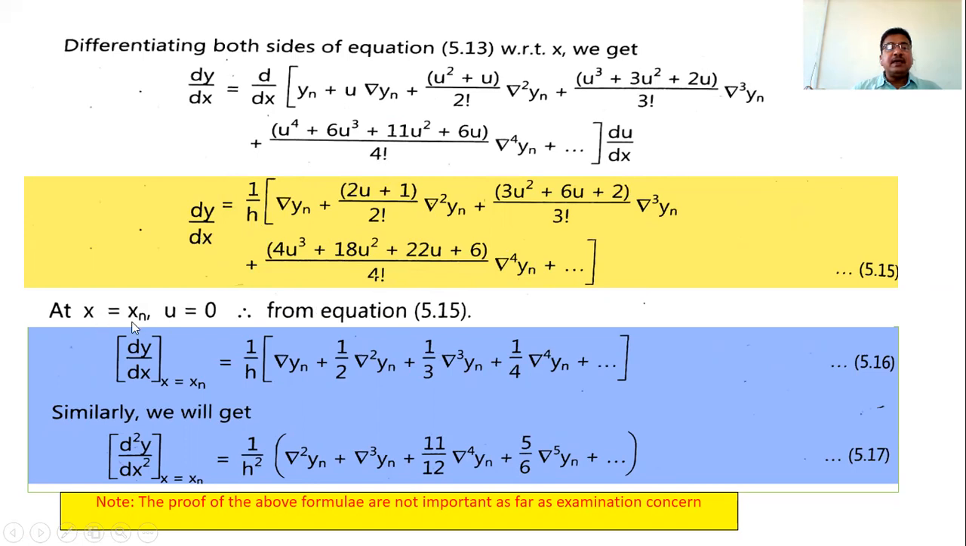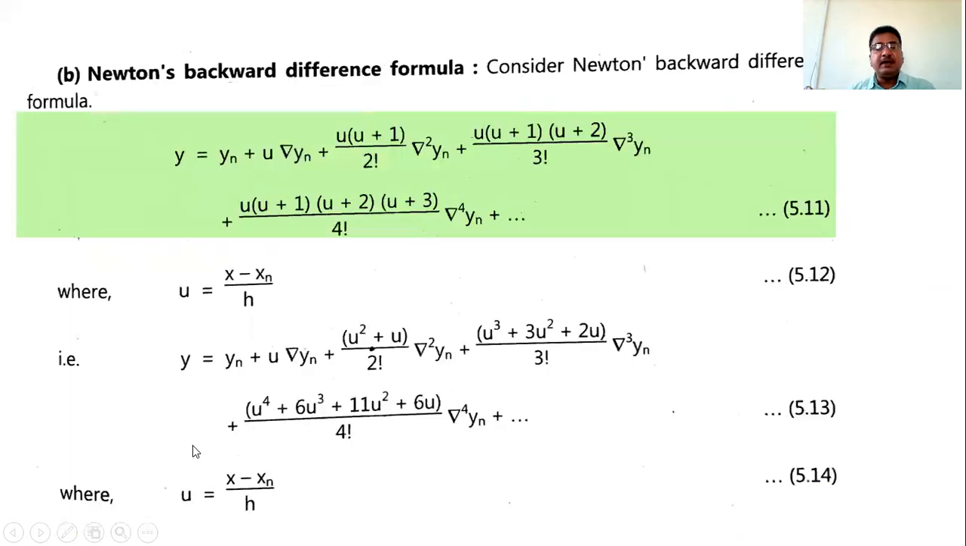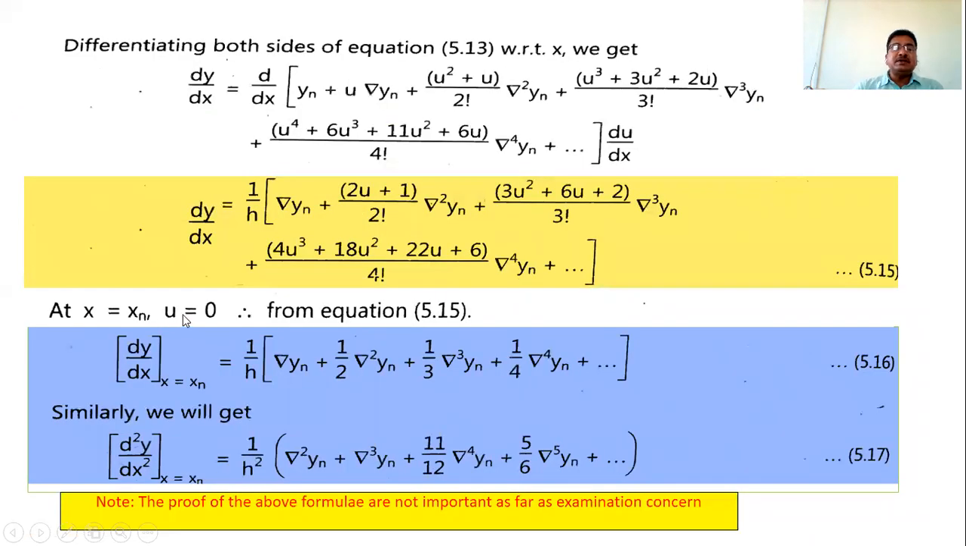Then at x is equal to xn, at last point, what do we have? What is u? U is x minus xn divided by h. So if we substitute x as xn, then what do we have? Xn minus xn is 0, that is u is 0. So at x is equal to xn, u is 0, that is at last point u is 0, and then this equation becomes dy by dx at x is equal to xn is what?